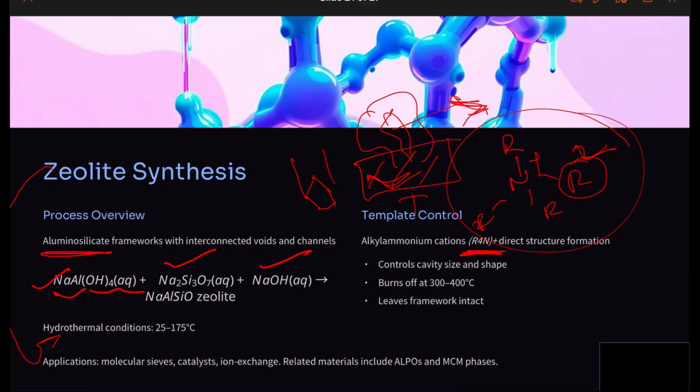zeolites. And once the reaction has completed, what we are going to do is boil it off. We're going to heat it off. The template starts to degrade somewhere around 300 to 400 Kelvin, and once it has gone away, we are left with our zeolite only.